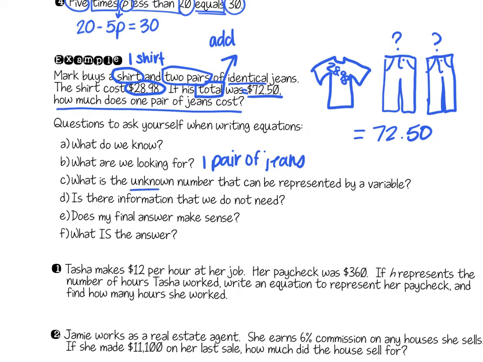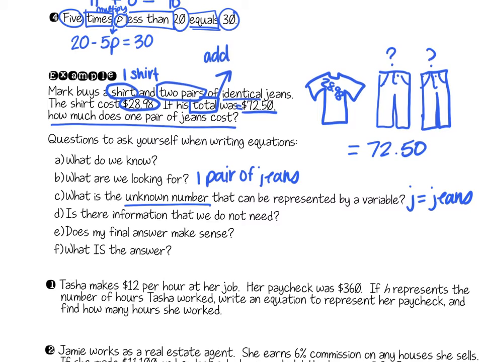What is the unknown number that can be represented by a variable? Whatever we're looking for, we're typically going to pick a variable to represent that. So I'm going to use J for jeans. D, is there any information that we do not need? I don't really think they told us anything that wasn't important. Sometimes they will. Sometimes they'll give you some numbers that maybe you don't need to solve the problem.